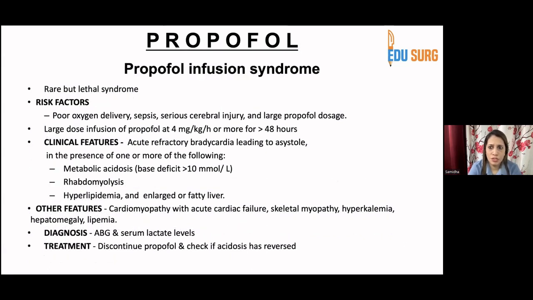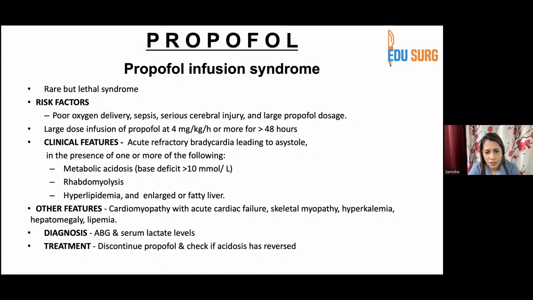Okay, propofol infusion syndrome. This is a unique thing seen only with the use of propofol, especially for long-term infusions. It's rare, but it may be lethal. Risk factors are poor oxygen delivery, sepsis, serious cerebral injury, and large propofol dosages, doses as much as 4 milligrams per kilogram per hour or more for more than 48 hours.